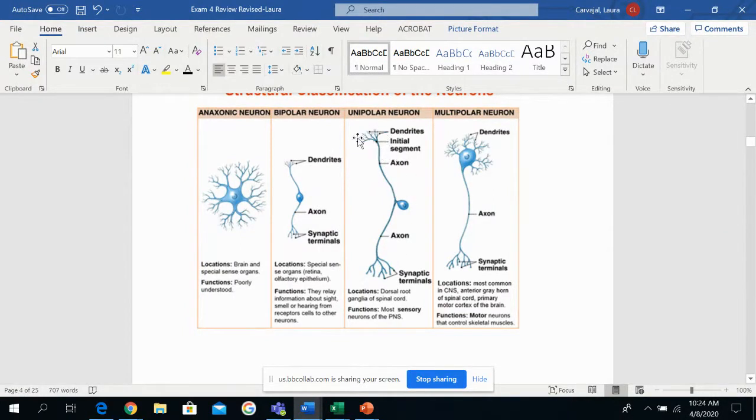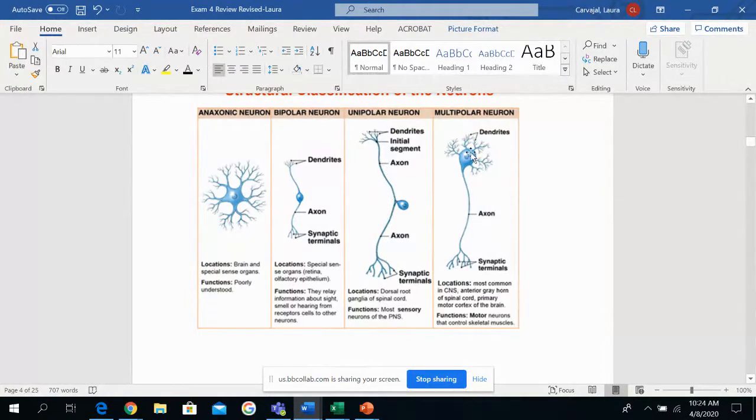A unipolar neuron, sorry, is a neuron that has dendrites at its receiving end. It has a much longer axon, its cell body is not integrated into the axon, and the axon continues up to the synaptic terminals. These are much longer. They're usually found in your peripheral nervous system and usually help with the movement of sensory information.